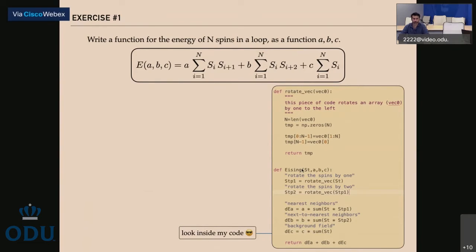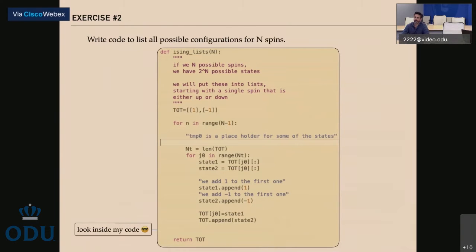And so this was the first bit that I wanted you to reproduce. The second part is to write code for all the possible spin configurations. If you have a system of n spins, then you can have 2 to the n possible states. I wrote this down, and I also explain why this is the case in quite a bit of detail. And so here's code that I wrote doing that.